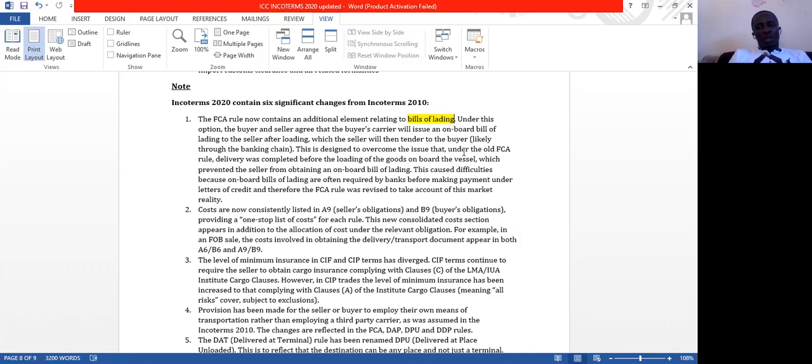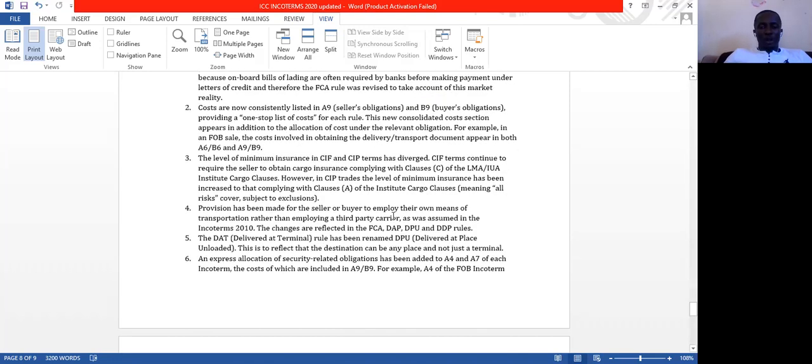Now, two, the costs are now consistently listed in A9, that is the seller's obligation, and B9, the buyer's obligation, providing a one-stop list of cost for each rule. So this new consolidated cost section appears in addition to the allocation of the cost under the relevant obligations. For example, in FOB sale, the cost involved in obtaining delivery to transport document appears in both A6 and B6, and A9 and B9, okay?